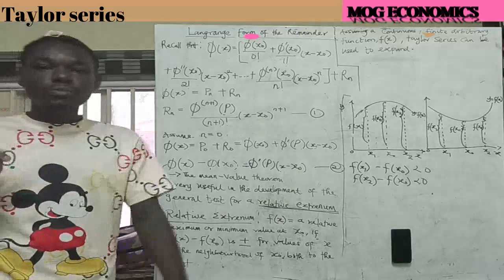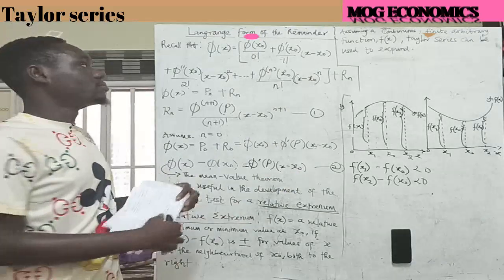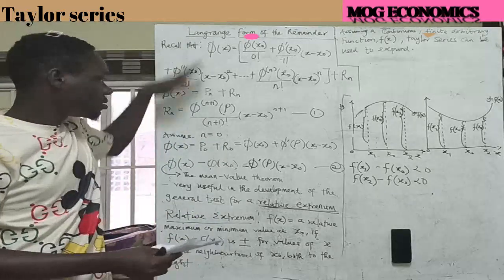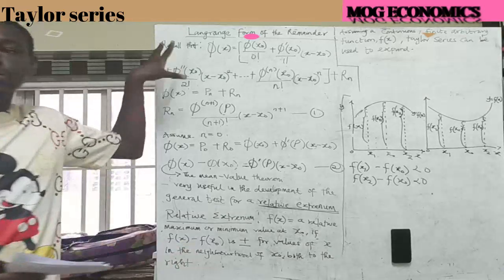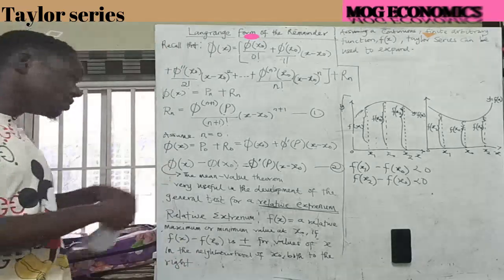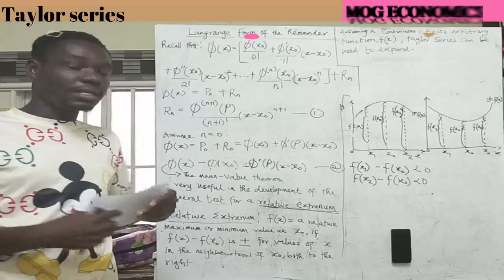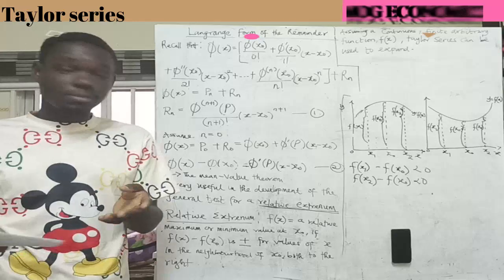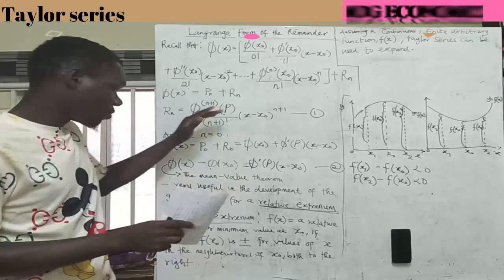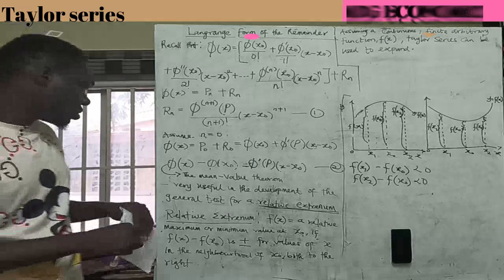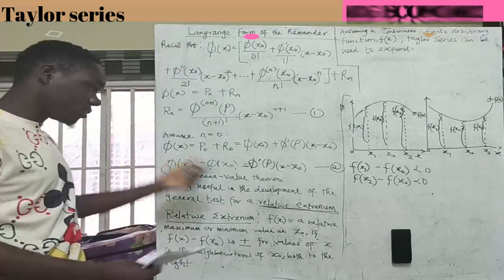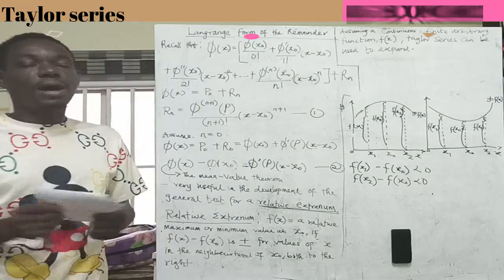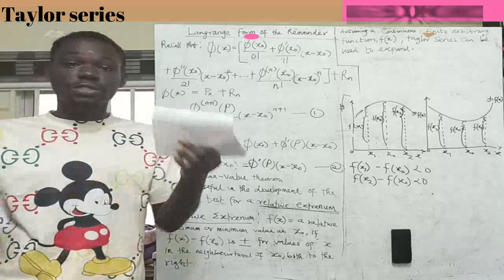So what's the point of taking this Taylor series formula further? The basic reason is we want to see its usefulness in the development of the general test for relative extremum. That's basically why we are taking this further. Before we proceed, I would like us to understand what we mean by the concept of relative extremum.